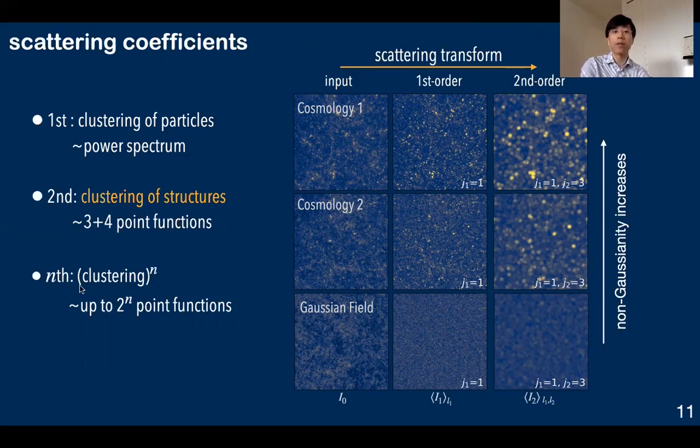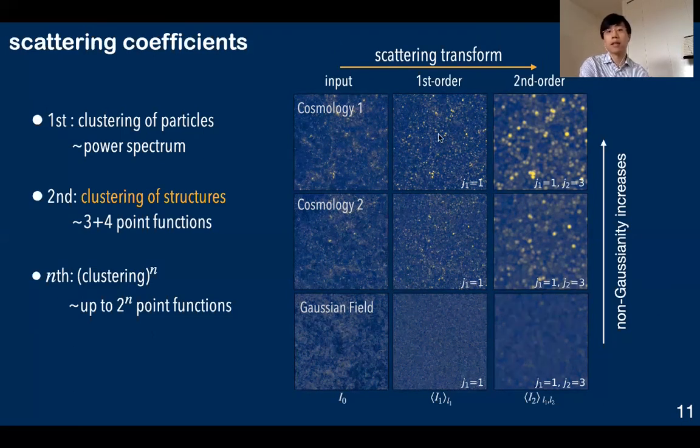And in general, if we iterate the scattering transform n times, it's measuring the clustering of structures, and it actually quickly includes information up to power n point correlation functions. On the right-hand side, I'm showing a visualization of the scattering transform using simulated weak lensing convergence maps. They all have the same power spectrum.